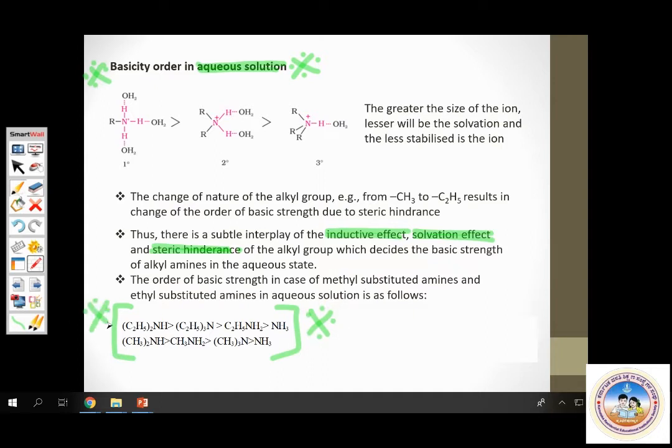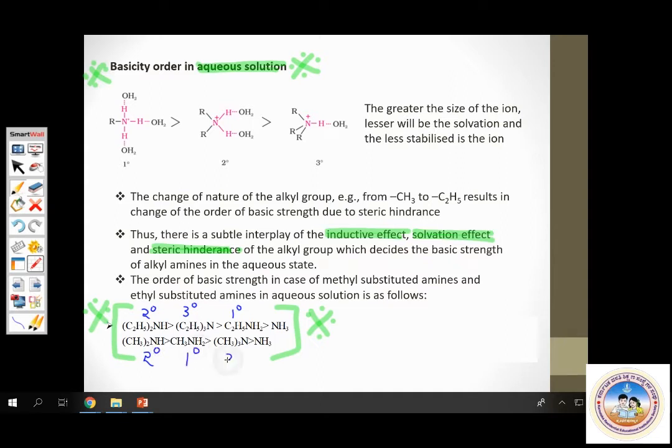This is the basicity order for ethyl and methylamines. For ethylamine, secondary is the most basic. Check this out. Secondary, more basic than tertiary, more basic than primary. For methylamine, the situation changes. Secondary is more basic here also, but after secondary you have primary, then tertiary, then ammonia.